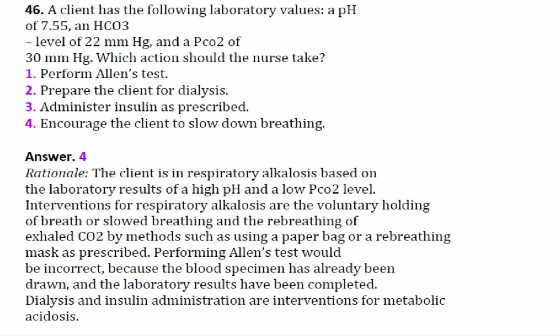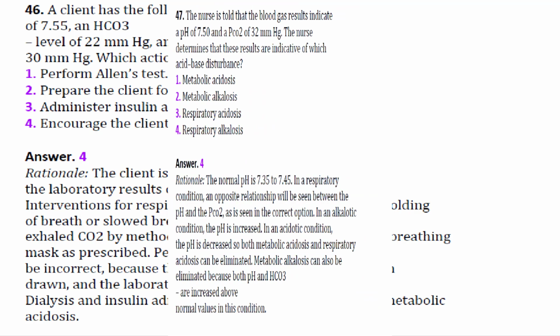Answer. 4. Rationale. The client is in respiratory alkalosis based on the laboratory results of a high pH and a low CO2 level. Interventions for respiratory alkalosis are the voluntary holding of breath or slowed breathing and the rebreathing of exhaled CO2 by methods such as using a paper bag or a rebreathing mask as prescribed. Performing Allen's test would be incorrect, because the blood specimen has already been drawn, and the laboratory results have been completed. Dialysis and insulin administration are interventions for metabolic acidosis.